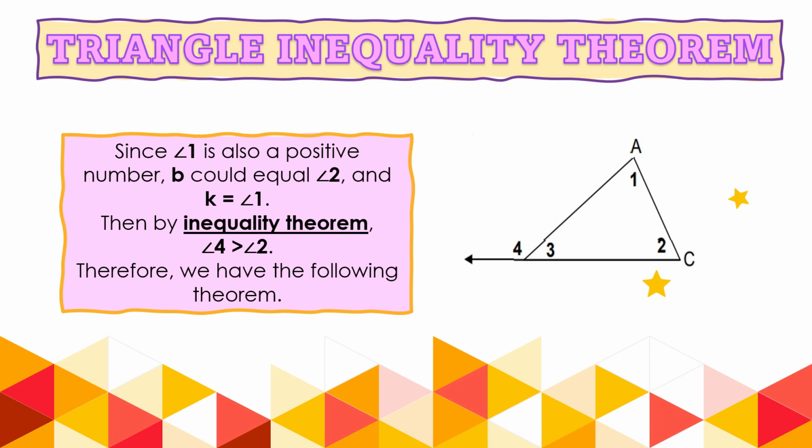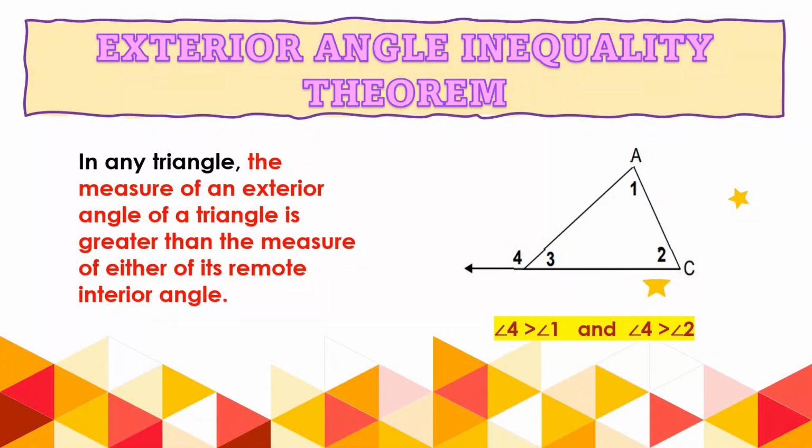Therefore, we have the following theorem. The exterior angle inequality theorem. According to this theorem, in any triangle, the measure of an exterior angle of a triangle is greater than the measure of either of its remote interior angles. In our given illustration, following the exterior angle inequality theorem, we can say that angle 4 is greater than angle 1 and angle 4 is greater than angle 2.